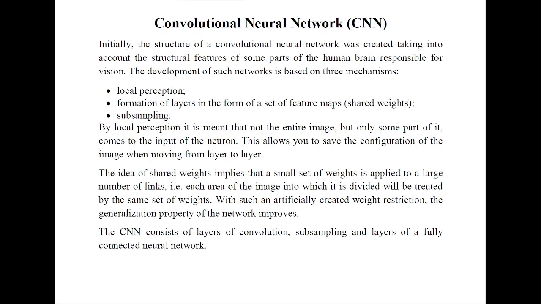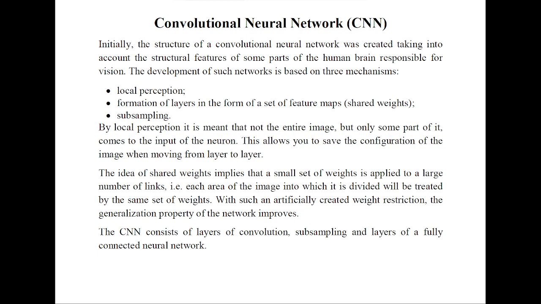Convolutional neural networks. Initially, the structure of the convolutional neural network was created taking into account the structural features of some parts of the human brain responsible for vision. The development of such networks is based on three mechanisms: local perception, formation of layers in the form of a set of feature maps, shared weights, and subsampling.